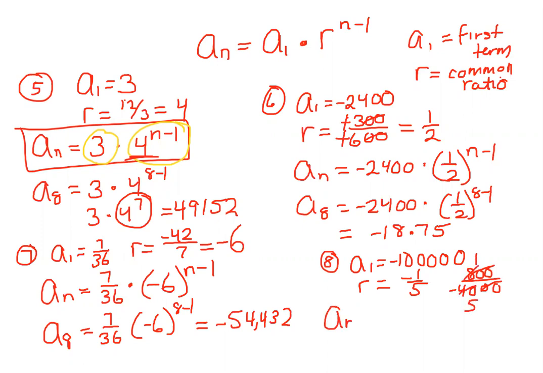And AN is 5 times negative 1/5 to the n minus 1. So A8, I'll just give you the answer, is 1.28. You can go ahead and try that on your calculator. Oh, and then, of course, when we go to the next page, there's more. I thought we were done.